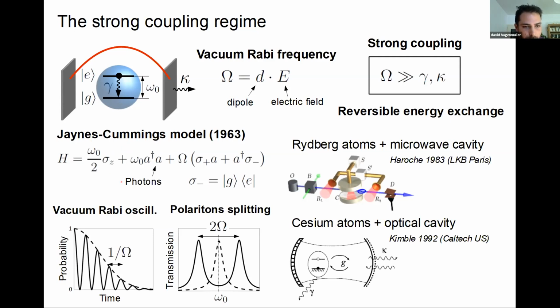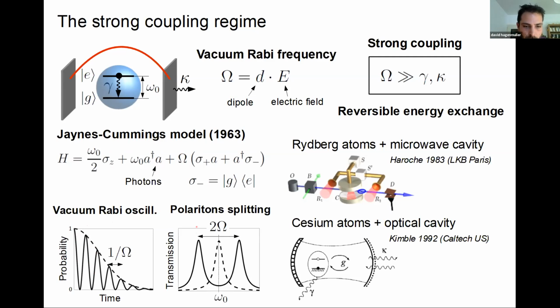So the first two terms here describe the energy of the atom and the resonant cavity mode. And this coupling term describes the energy exchange processes. So starting with the atom in its excited state, the probability of staying in this state oscillates in time with a frequency omega before being damped, which is called vacuum Rabi oscillations or single photon Rabi oscillations.